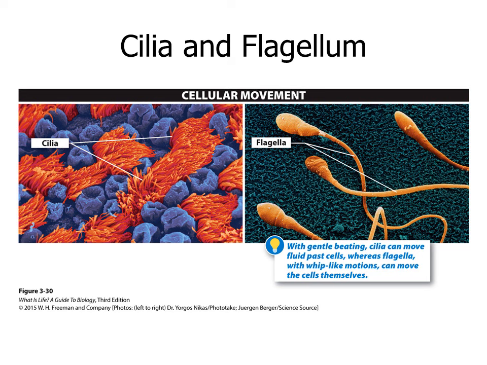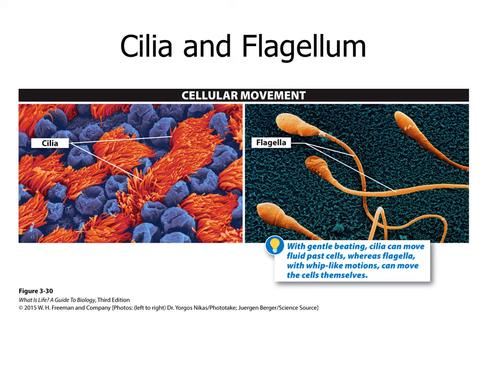And then cilia on the left are short projections that often occur in large numbers on a single cell, and they can beat swiftly in unison, kind of like blades of grass in a field blowing in the wind. And their job is to move fluid along and past a cell. That can be important for sweeping the airways to our lungs clean of debris, so that we can breathe.